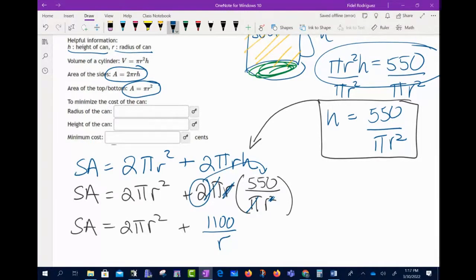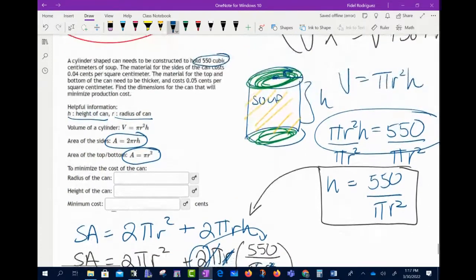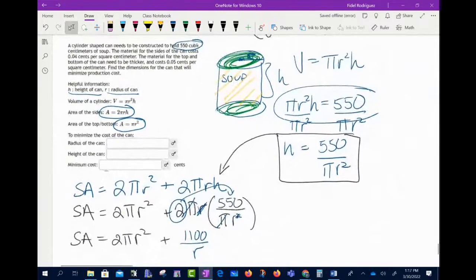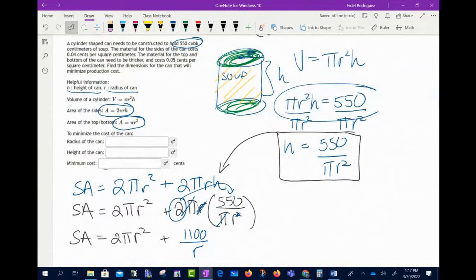There's my formula for the surface area. Now that I've done that, y'all, I'm going to scroll back up here because I want you to think about what the problem was asking me to do. It says the material for the sides of the can is 0.04 cents per square centimeter. The material for the top and the bottom is 0.05 cents per square centimeter. So we want to find the dimensions that are going to minimize the cost.